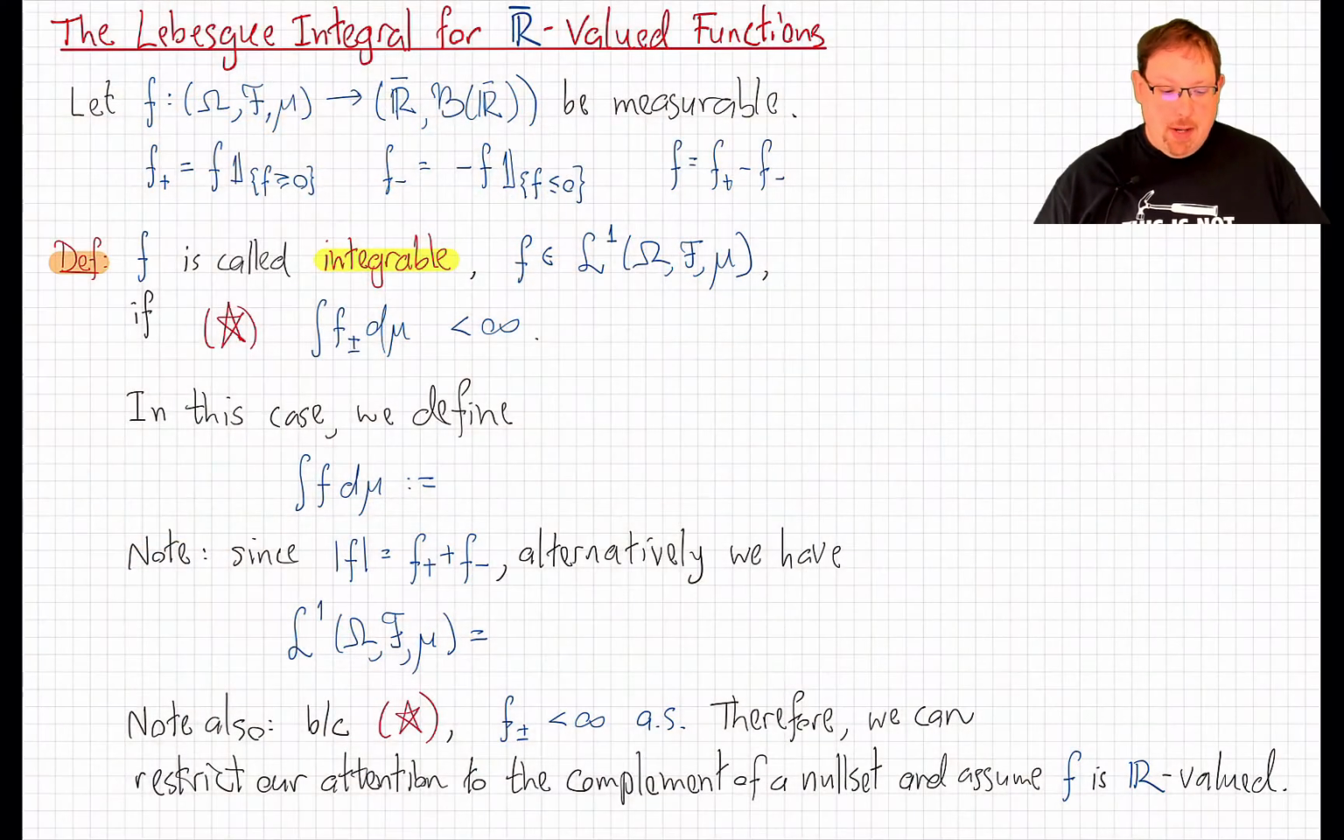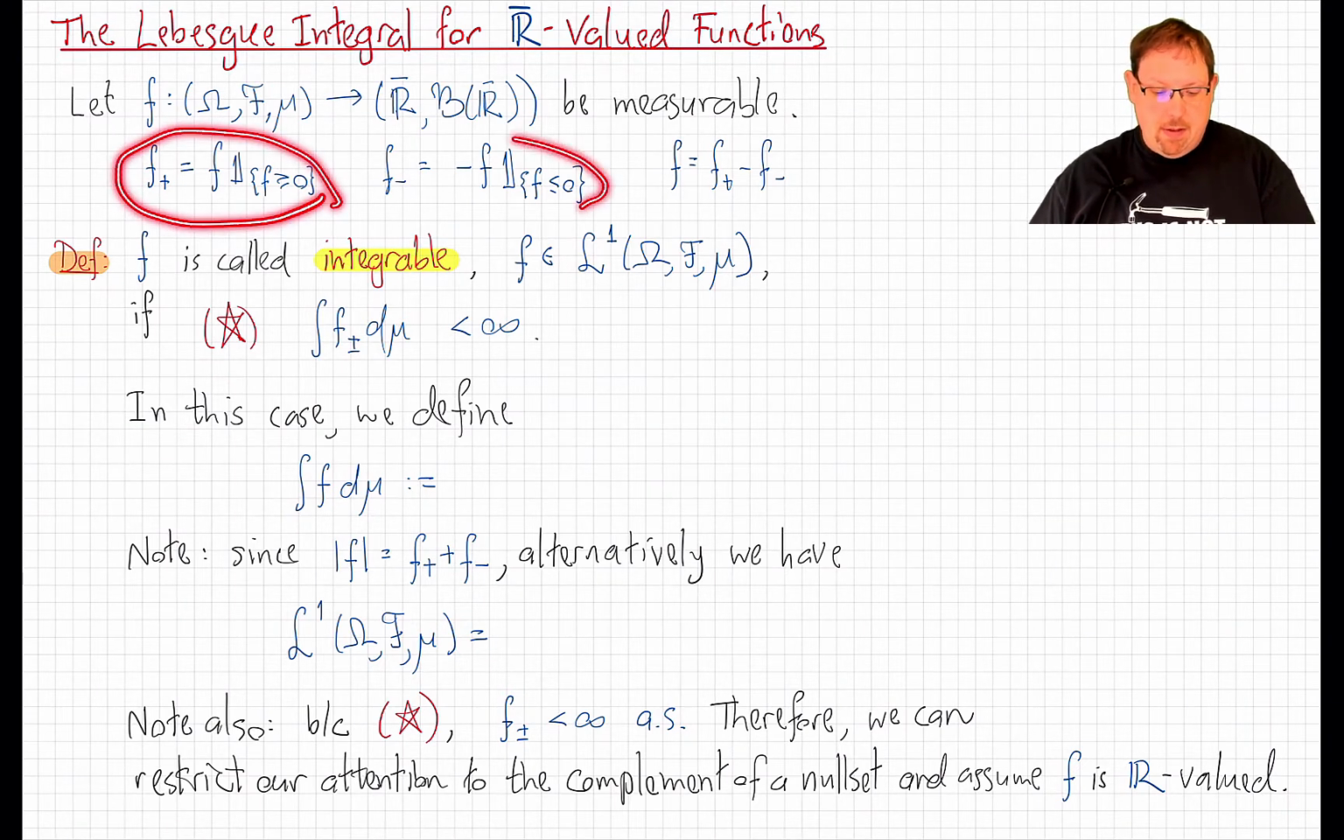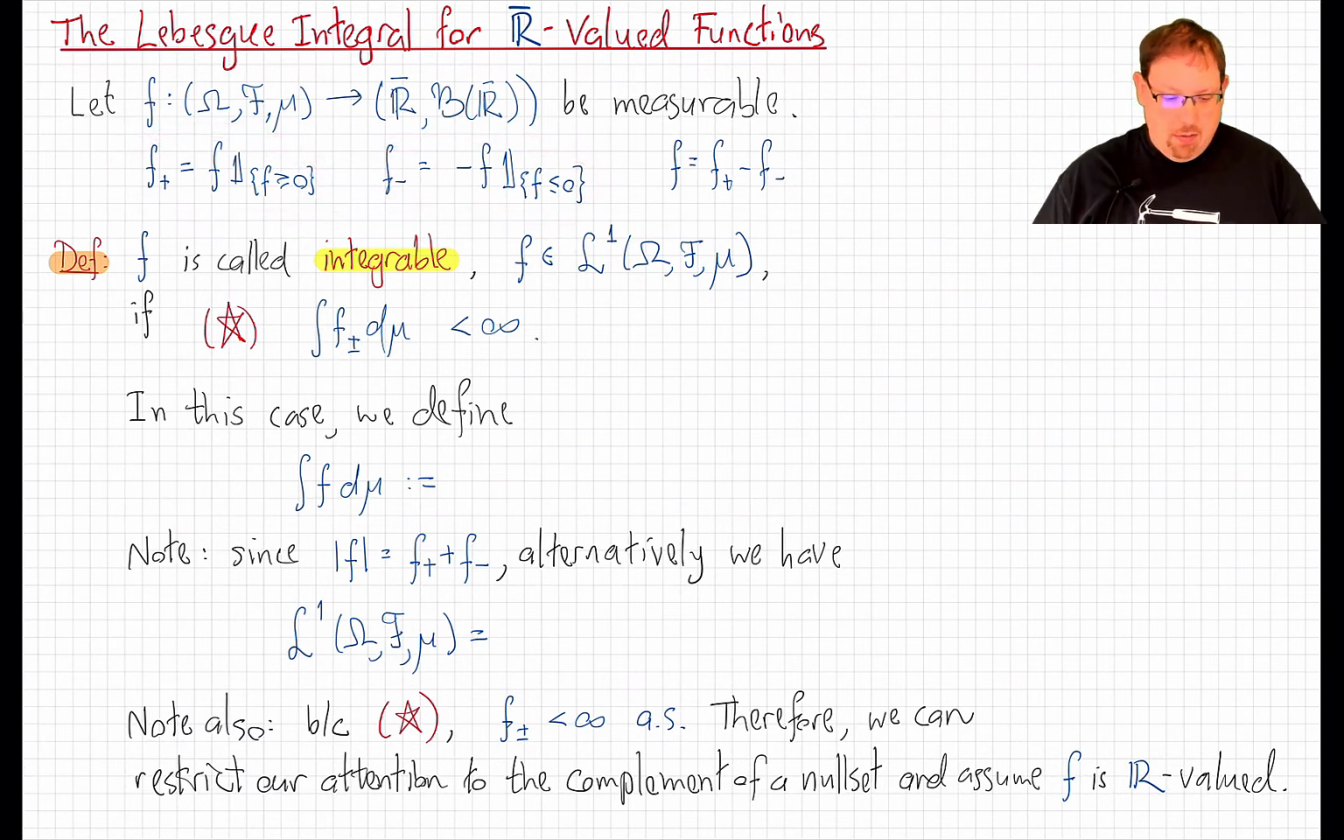Let f be a measurable function on a measure space, taking values in the extended real line, and here we mean measurable with respect to the sigma field in the domain and the Borel sigma field in the range. Recall that we have this nice decomposition of any such function f in terms of its positive and negative parts. Those two functions are non-negative measurable functions, and we can reconstitute our function as the difference between them.